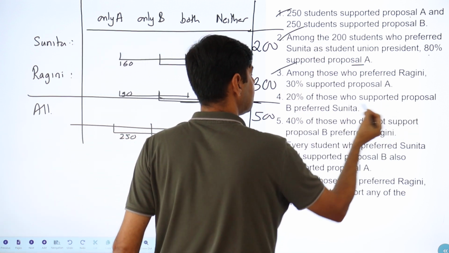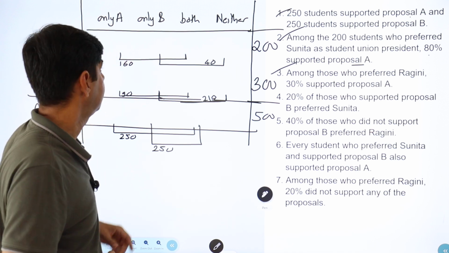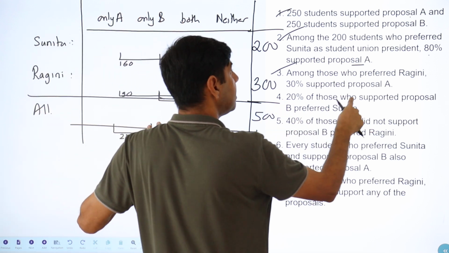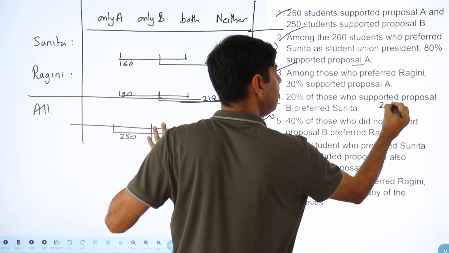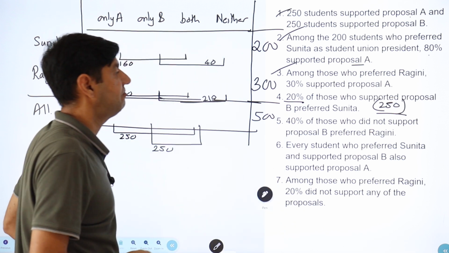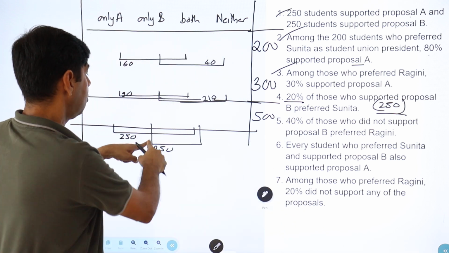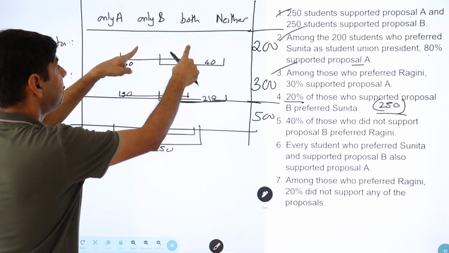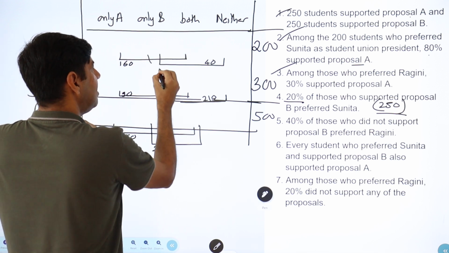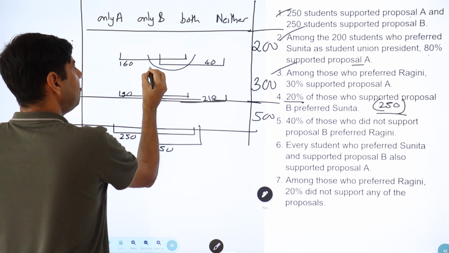20% of those who supported proposal B. B is only B and both, okay? 20%. How many are there? These are 250. So 20% of 250, 50 prefer Sunita. So out of these 250, 50 prefer Sunita. Okay, so I know that these two together are 50.